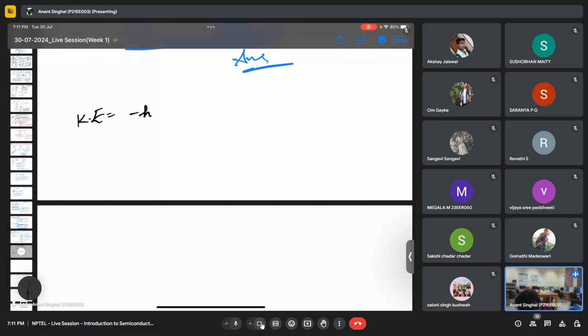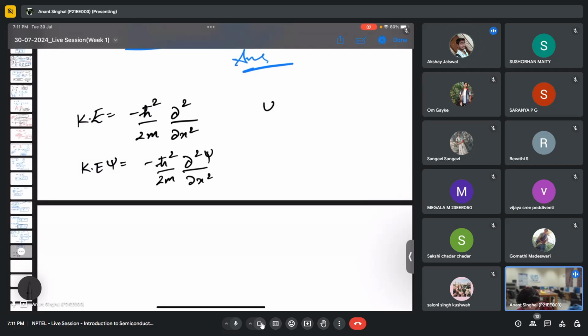So this is minus h square by 2m d2 by dx2. This is the operator, and if you want to find it for the wave function, this is minus h square by 2m d2 psi by dx2. And we already know that psi is e raised to ikx. What I have done is double differentiated this to feed it here.